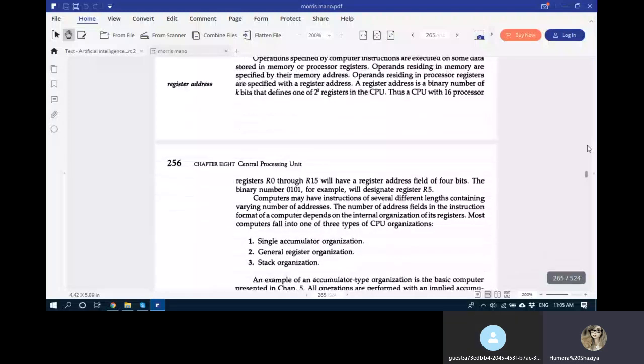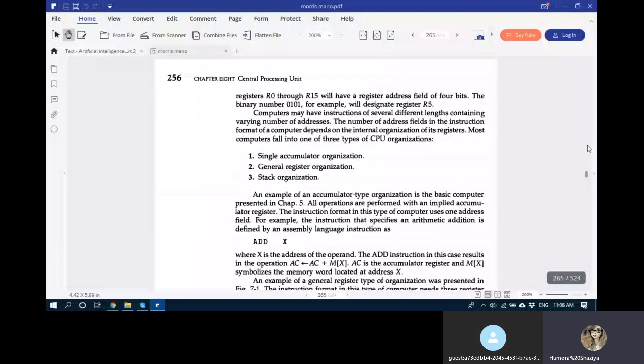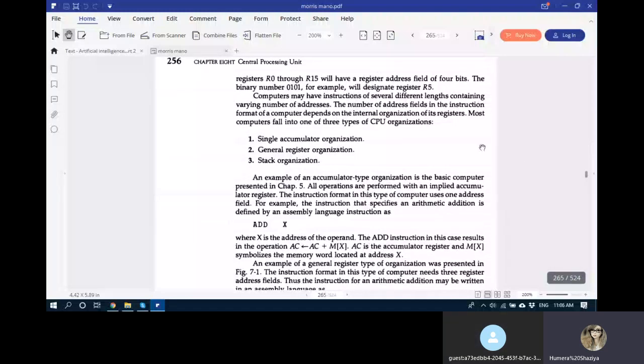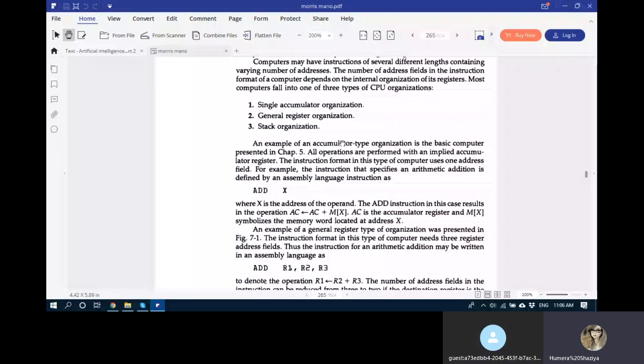How many addresses it contains, and what is the organization of the instruction, is all decided based on the organization of the CPU. CPUs are organized as a single accumulator, general register, or stack. Single accumulator organization of the CPU will have an accumulator register, and all the operations are performed with an implied accumulator register.